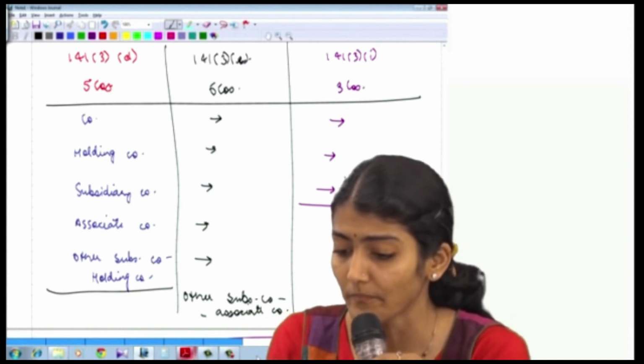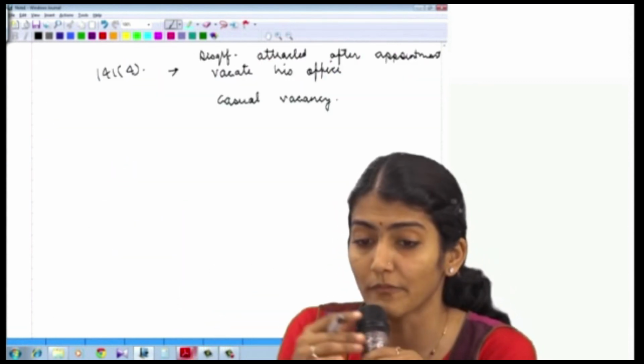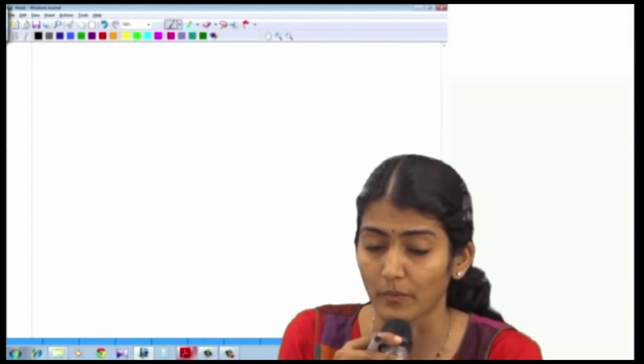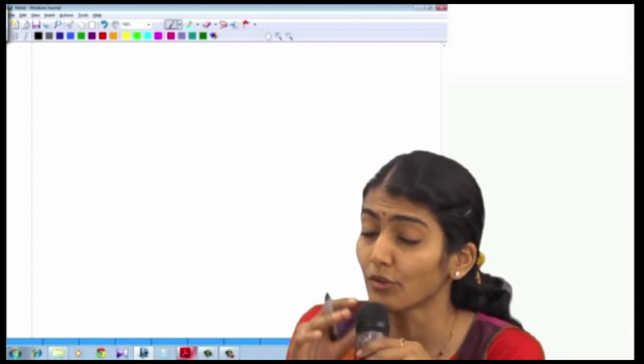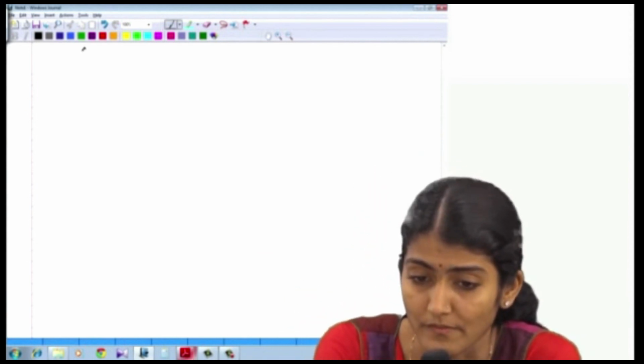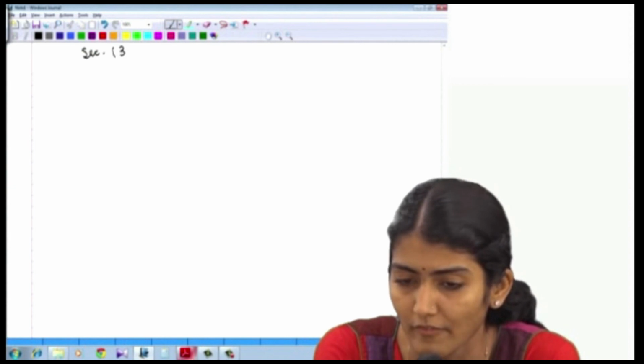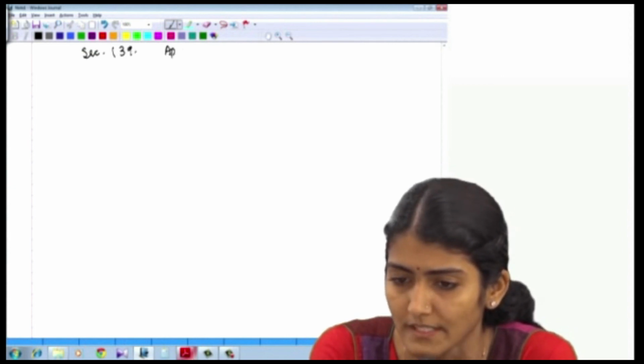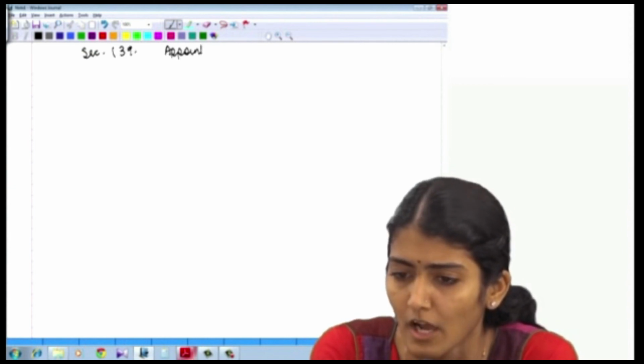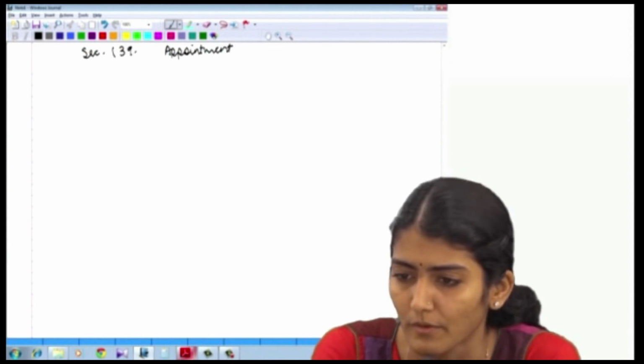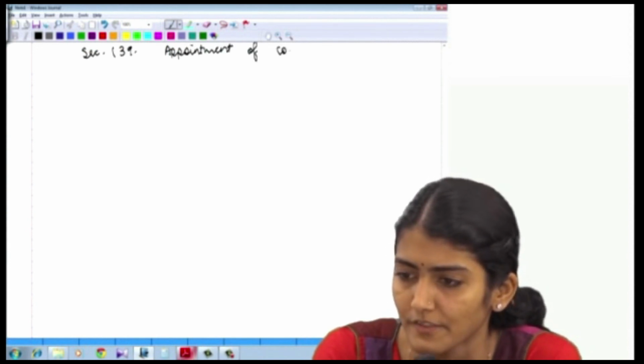What is 141? Qualifications and disqualifications of the company auditor. What is 144? Auditor not to render certain services. So the next section which we have after this is section 139, which is regarding the appointment of the company auditor, which we will study after the break.